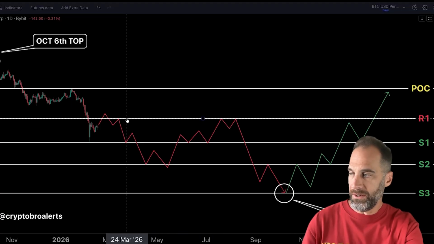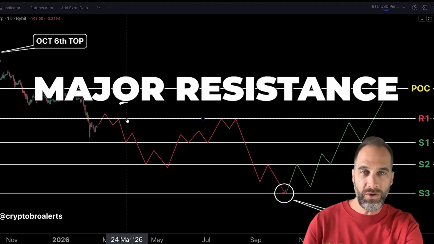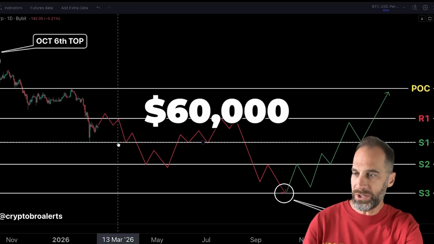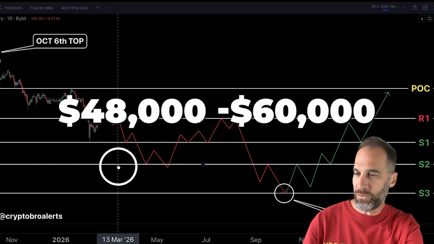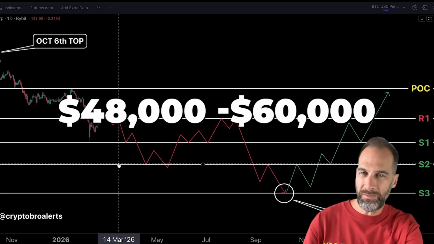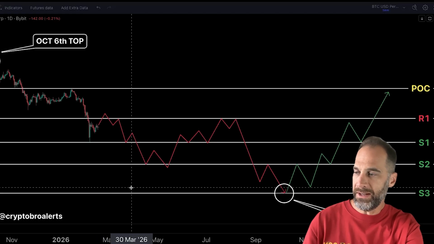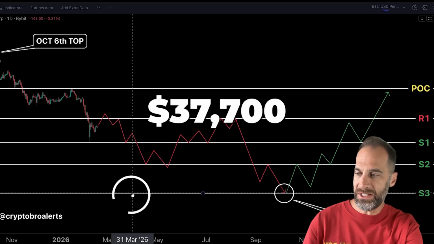These levels are going to come into play over the next 8 months. The first level we're dealing with here is 74.5, major resistance. The next level is 60K at support 1. The next level is about 48 to 49K, okay? Call it 48 to 50K. And the next level down is actually 37.7.